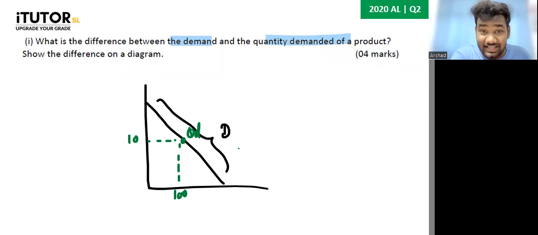So this question, if you have gone and written about change in demand, change in quantity demanded, your answer is wrong. Don't go and write demand is when the other factors change, rightward shift, leftward shift. Quantity demand is when the price change. No. That is change in demand, change in quantity demand. Is that okay? Fine. Quantity demanded and demand.